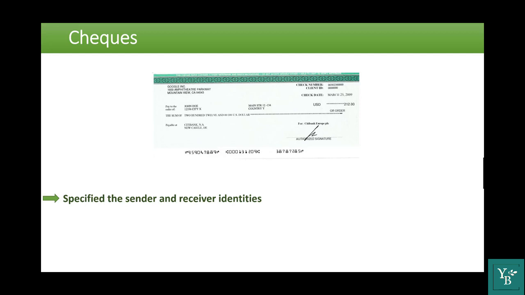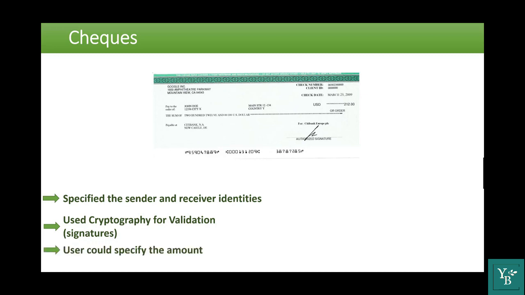The second is that it used a very basic form of cryptography called the signature to validate that it is indeed the actual sender who's authorizing this transaction. Again, a very important point from the perspective of the Bitcoin. And lastly, the user could change the amount. No longer did one piece of paper have to stand for only one unit, like the paper currency.